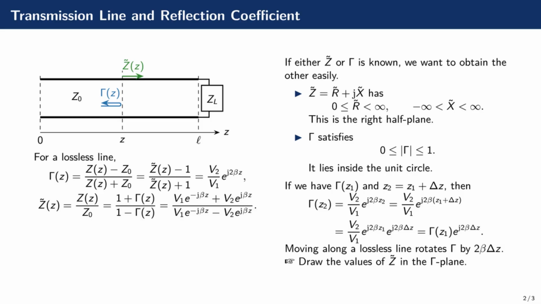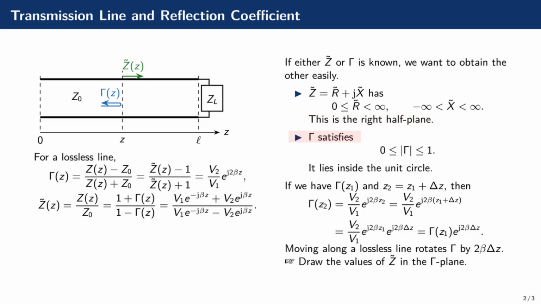Let us decide which plane is more convenient. The normalized impedance is R tilde plus j X tilde. The real part R tilde is the normalized resistance. Because negative resistance is not possible, R tilde ranges from 0 to infinity. The imaginary part X tilde is the normalized reactance, and it ranges from negative infinity to positive infinity. Thus, the normalized impedance plane is the right half plane.